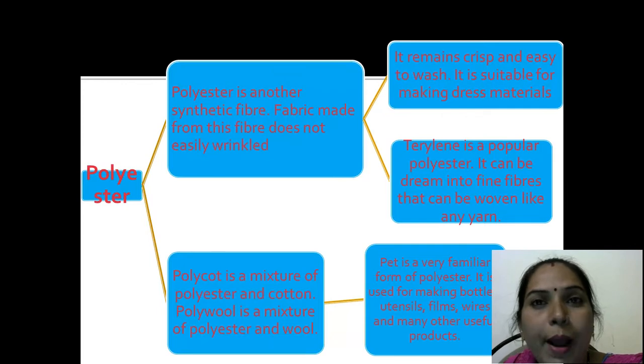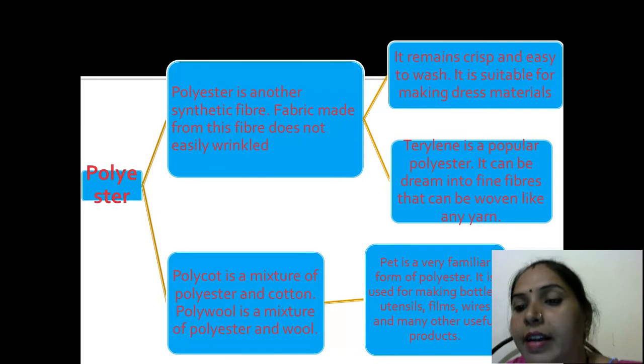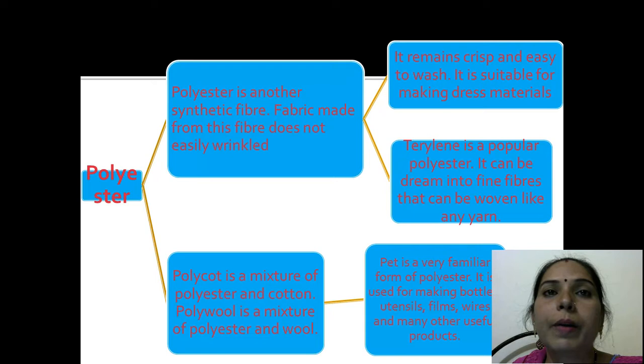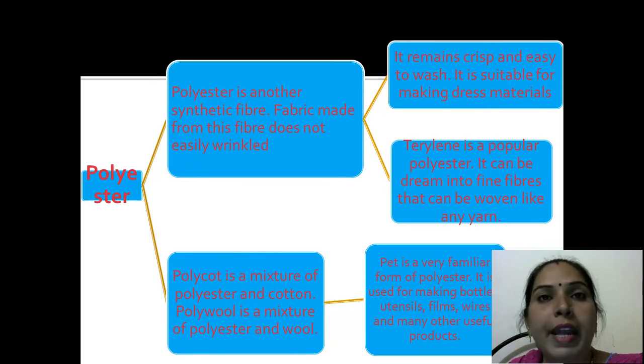Why? Because as I told you, you can mix it with cotton or with wool, and you have polycot and polywool. So it is very easy. Okay, alright. Then the next one is terylene. Terylene is a popular polyester and it can be trimmed into fine fibers that can be woven like any yarn. Okay, so it can be used in a lot of places.